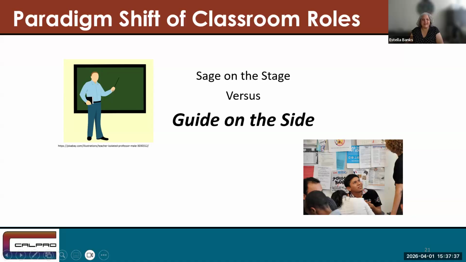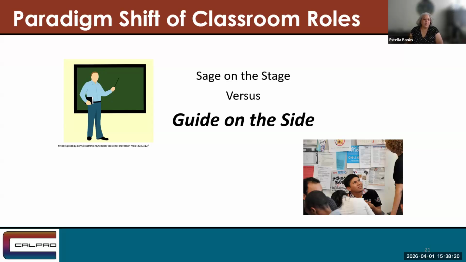Okay, we have a very quiet group today, so let's talk about it. Somebody came off mute. Go ahead, Derek. Sage on the stage is teacher directed, so it's like the picture showing where the teacher just stands in the front and is maybe lecturing. And then a guide on the side is more student centered, where maybe you put them in groups and have them brainstorm and collaborate, and you just kind of facilitate the activity and check in with them and help when they need it. Okay, great. And I also see in the chat, Michelle says teacher centered instruction.